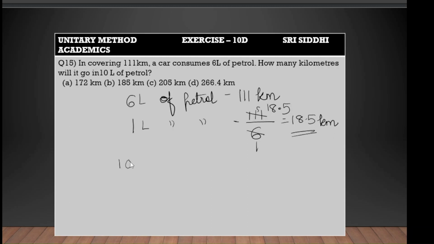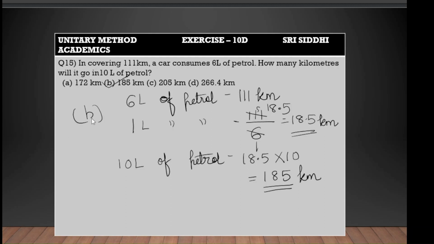Now 10 liters of petrol. For 10 liters of petrol, how much will the same car run? Definitely a lot more distance. 18.5, which is what 1 liter of petrol would make the car run, multiplied by 10. So what it will be? 185 kilometers. Let's look at the options. Which option is 185? Again, B option. So question number 15, answer is option B. Okay, let's move and solve another question.